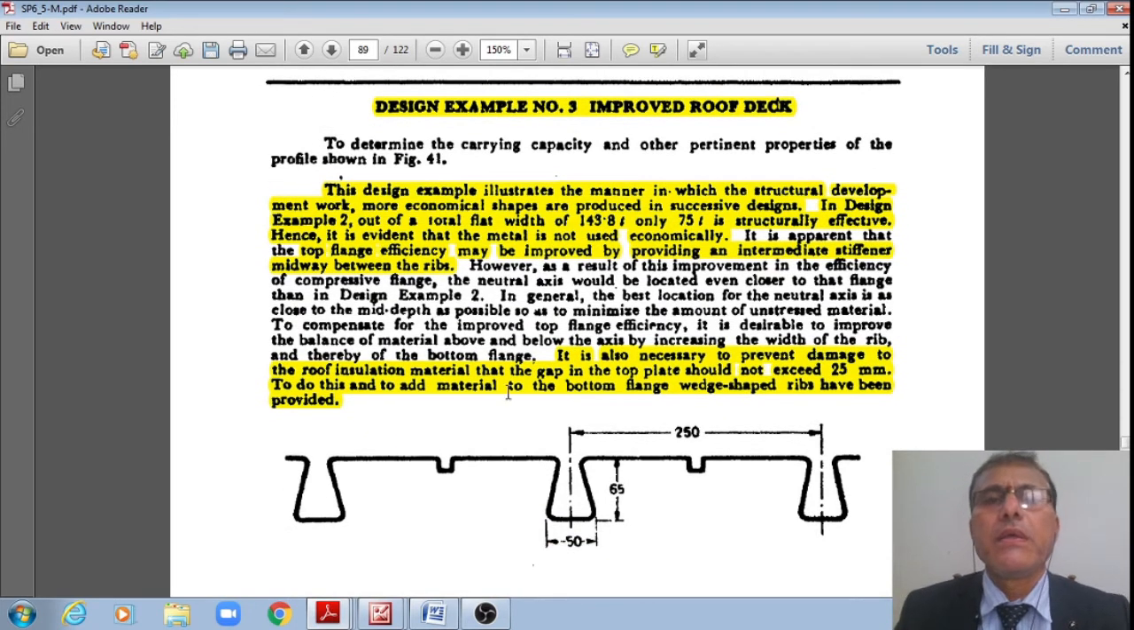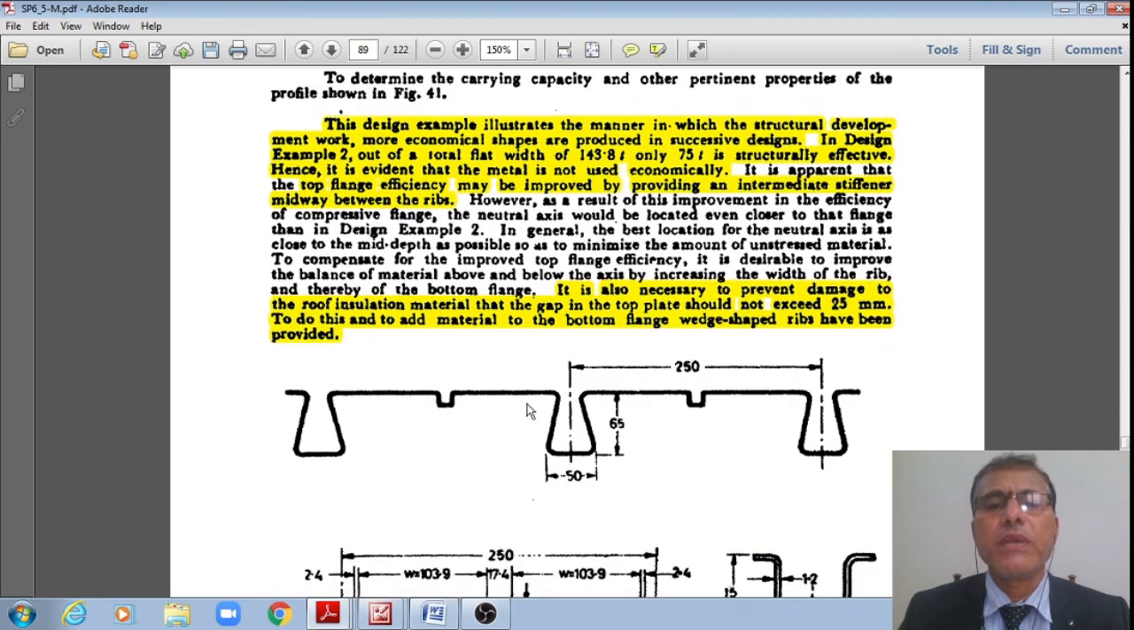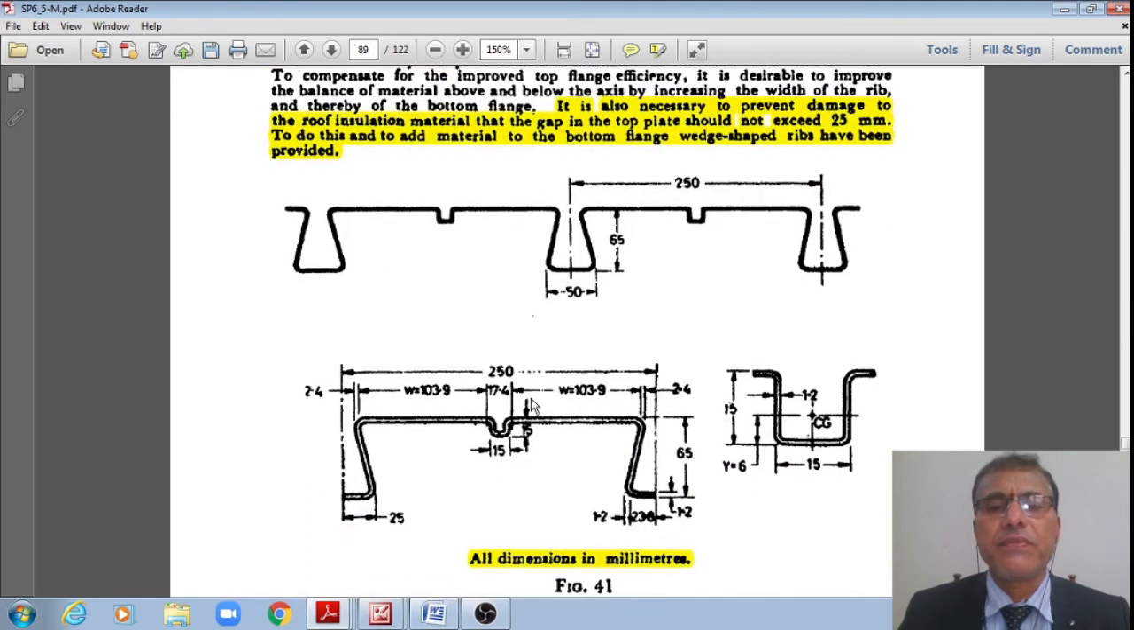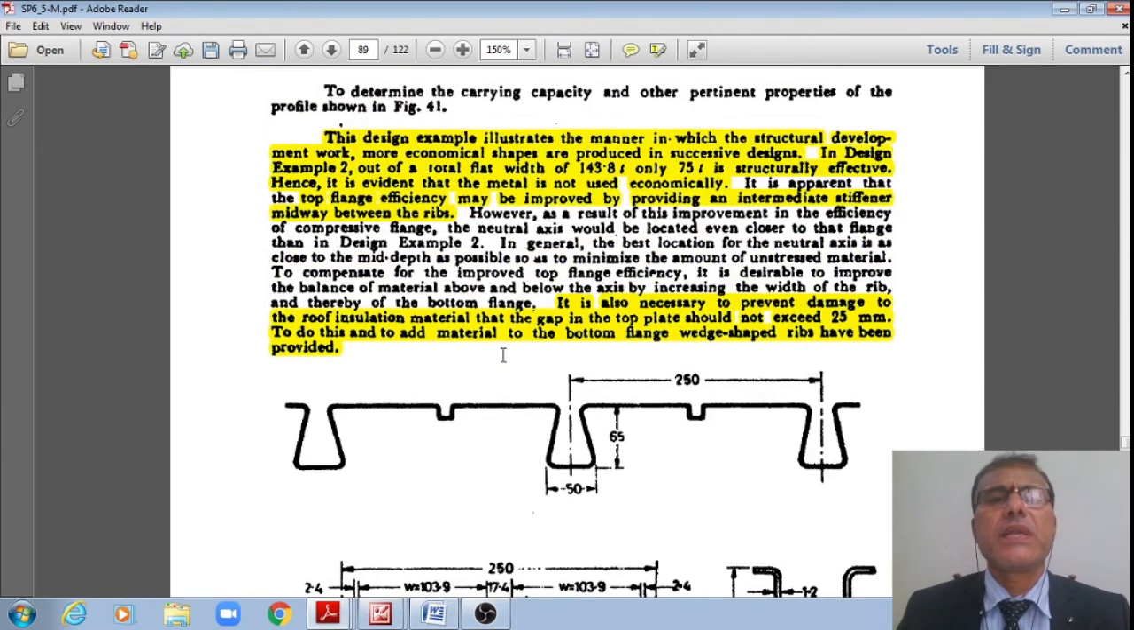Right, where the design example of improved roof deck, right? Here, to determine the carrying capacity and the other pertinent properties of the profile shown in figure 41. This is of the figure 41. All the dimensions are in mm. Right, now what is asked is this design example will illustrate the manner in which the structural development works. More economical shapes can be produced in successive designs, right?